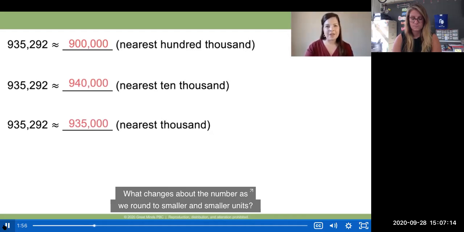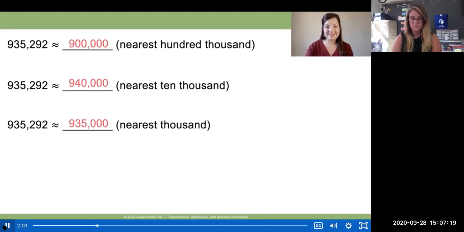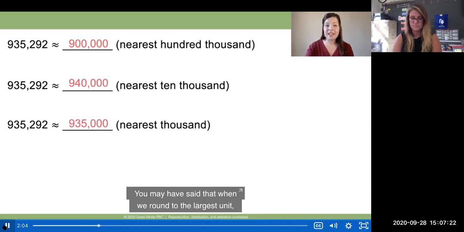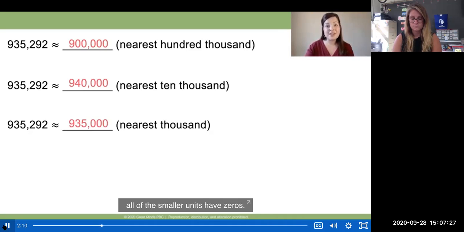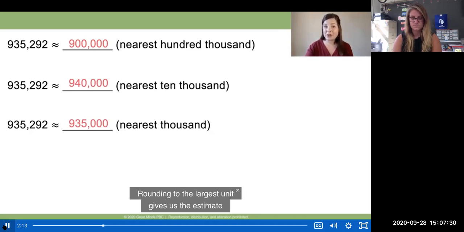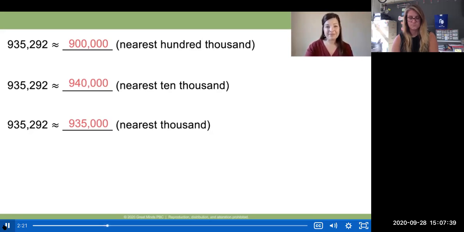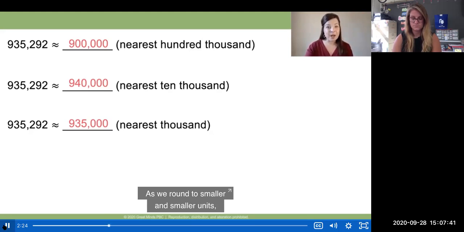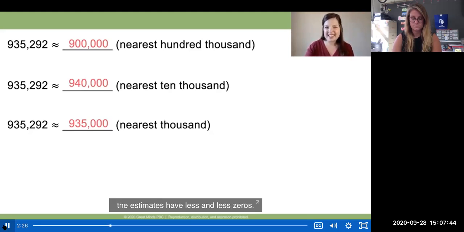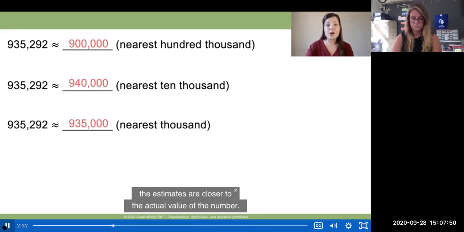What changes about the number as we round to smaller and smaller units? You may have said that when we round to the largest unit, all of the smaller units have zeros. Rounding to the largest unit gives us the estimate that's the easiest to add, subtract, multiply, or divide with. As we round to smaller and smaller units, the estimates have less and less zeros. But also, as we round to smaller units, the estimates are closer to the actual value of the number.